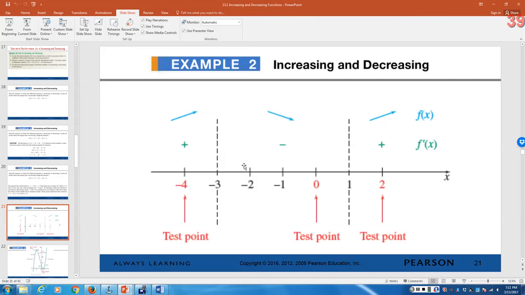So that's why you draw that number line. You use the numbers in between those dashed lines, which are the critical numbers, and then plug them into the derivative to see if the derivative is either positive or negative, so that you know if the function is going up or going down, knowing that it hits a peak or a valley at those critical numbers.